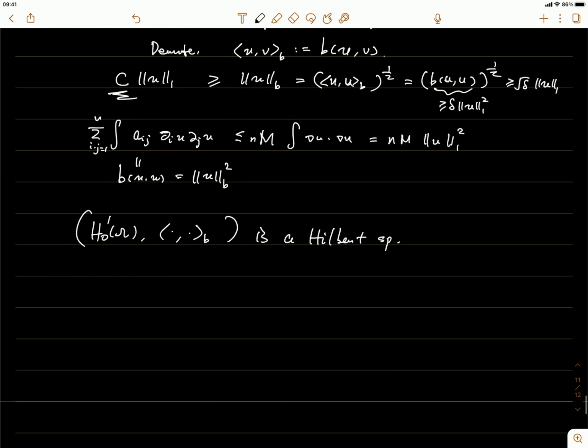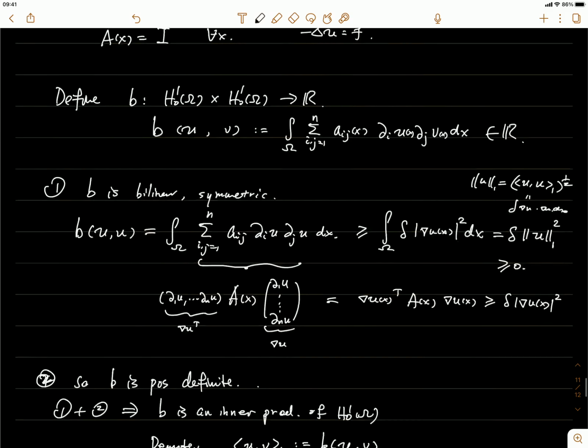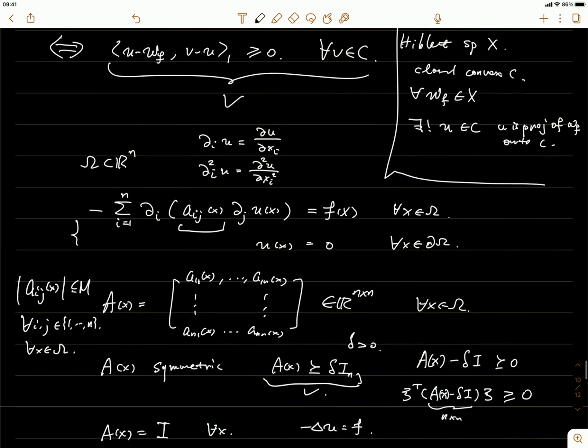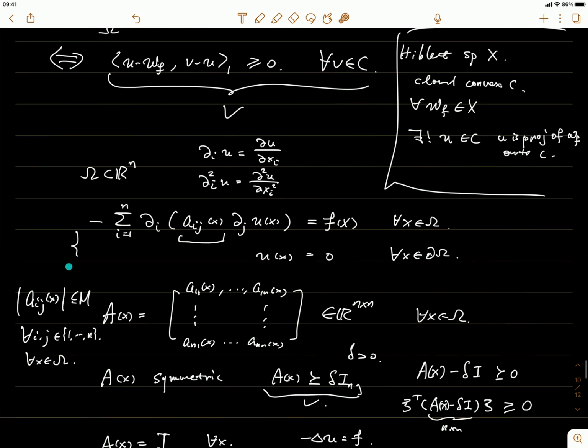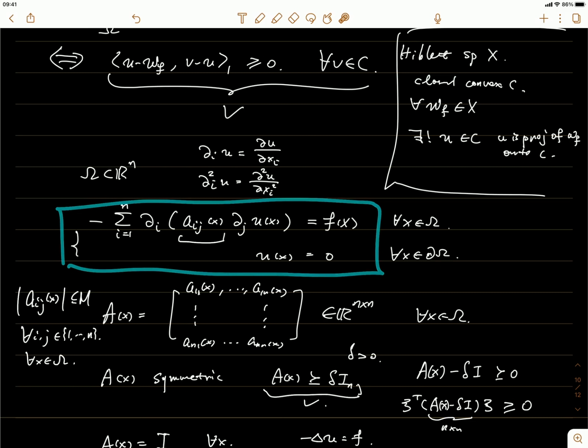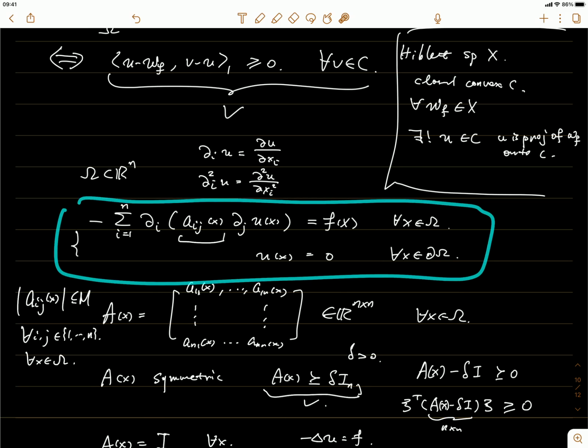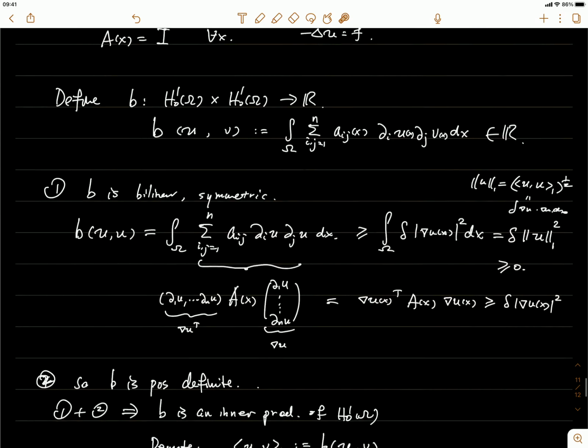Okay, it's complete. Now from here we can again consider the PDE, which is this one. We want to see if a weak solution of this exists and is unique.